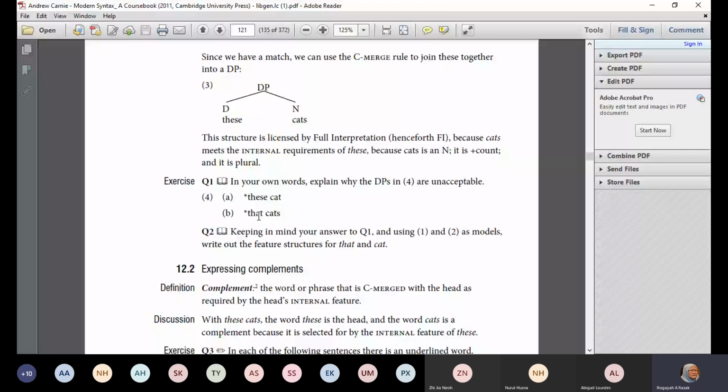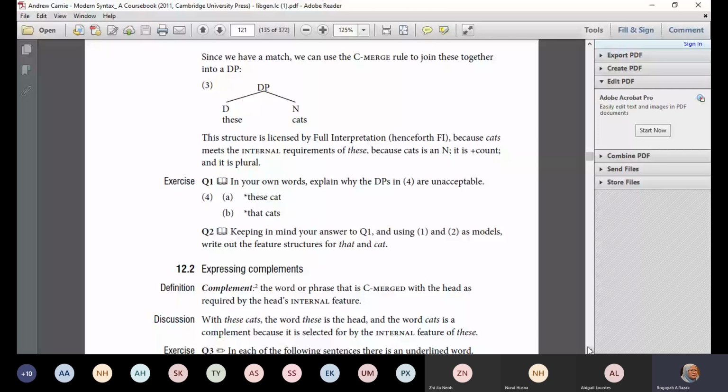The asterisk means ungrammatical, because that is a determiner which is a definite determiner, and usually you are referring to one, a singular determiner. And then cats is the plural noun. So in the internal specification of that, it will say it requires a noun which is singular. Because this is singular, that is singular, it requires a noun which is singular. And cats is a plural. So the unacceptability of 4 is because their features are not matching. Okay.